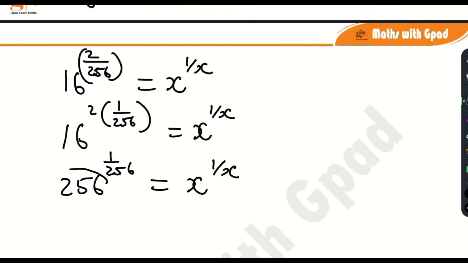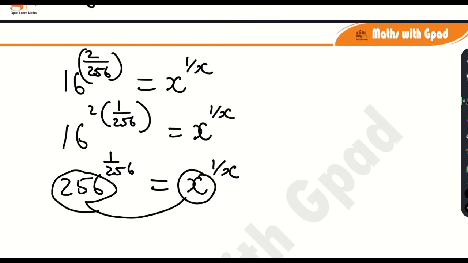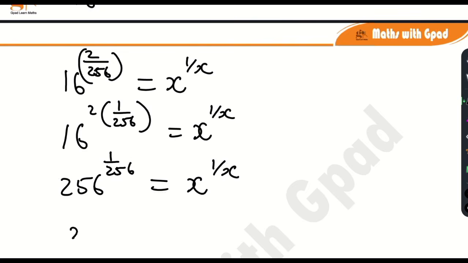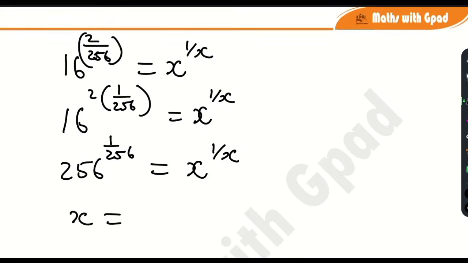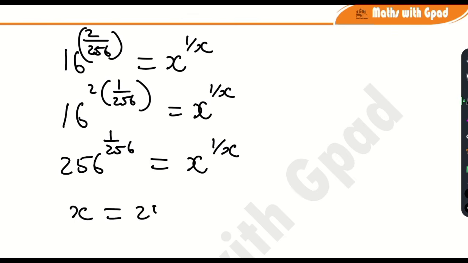Can you see that the base here is the same with this 256? And if you compare, you will see that this is x. So x maps to x. And then x here again maps to 256. So what does that tell you? It means that the value of x is equal to 256.